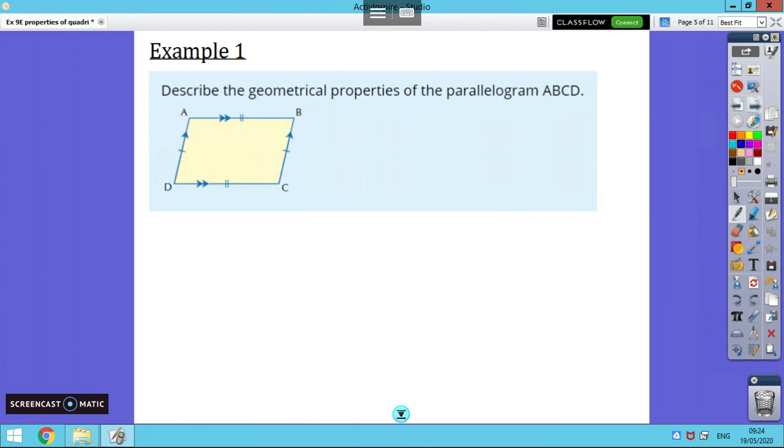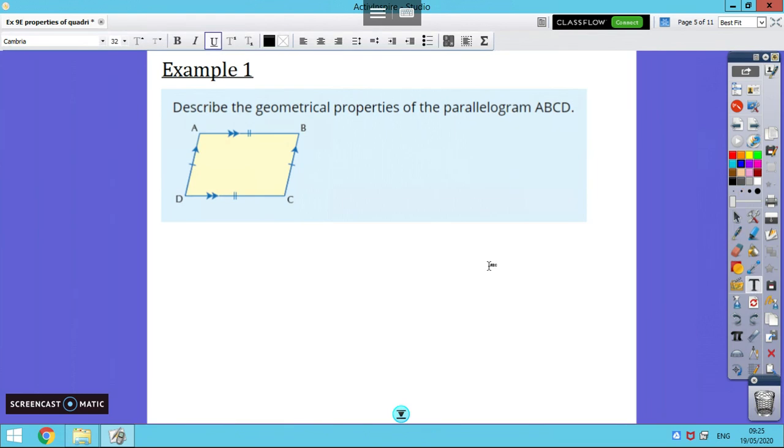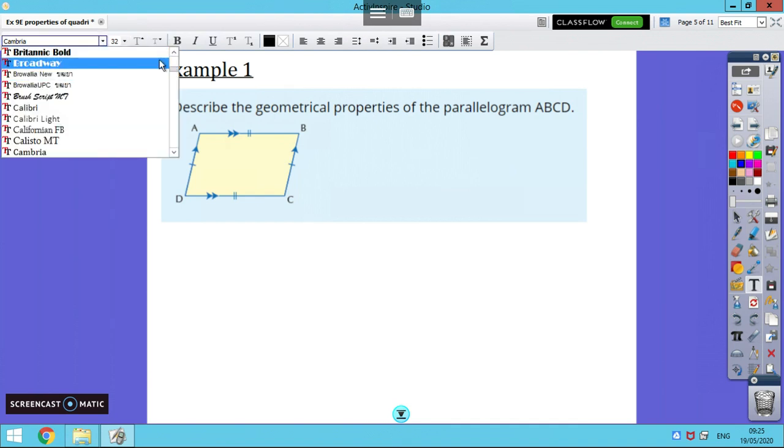Now, this is the first example. I'd like you to copy this down, please. We've got to describe the geometrical properties of the parallelogram ABCD. We've got to describe them. So pause the video, copy this down, and let's get to describing the properties.